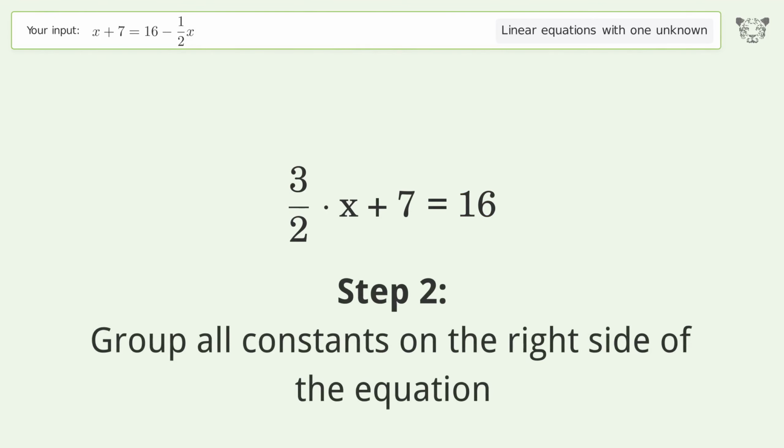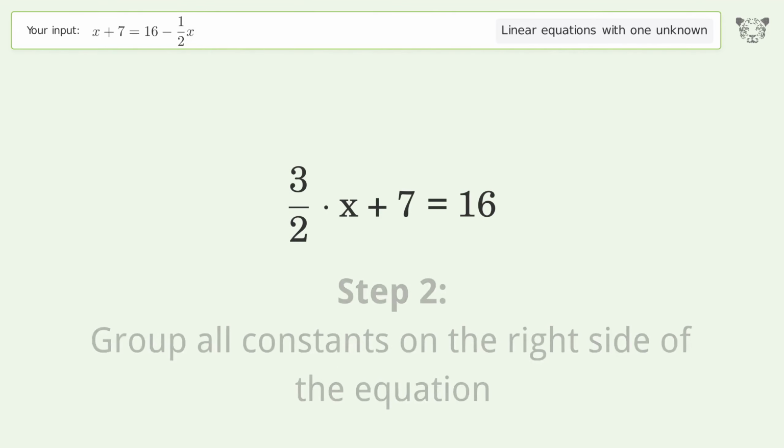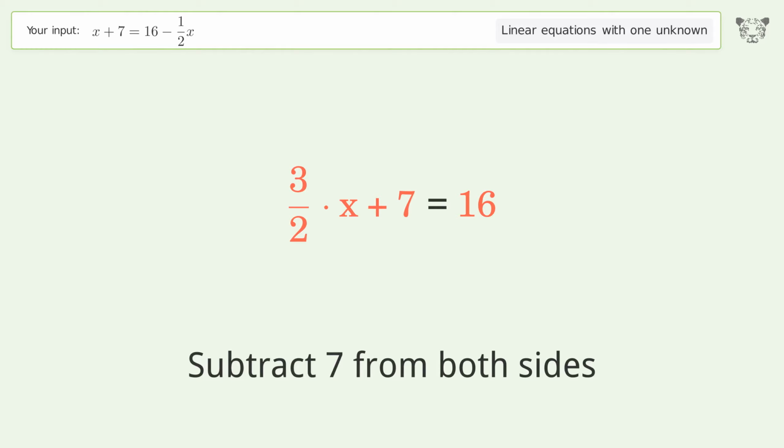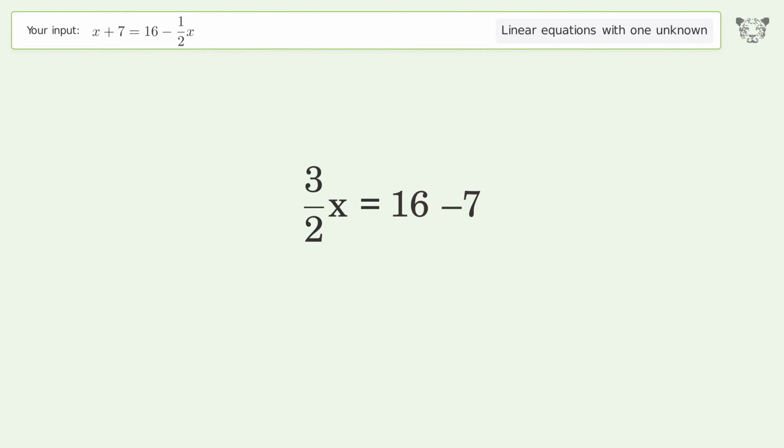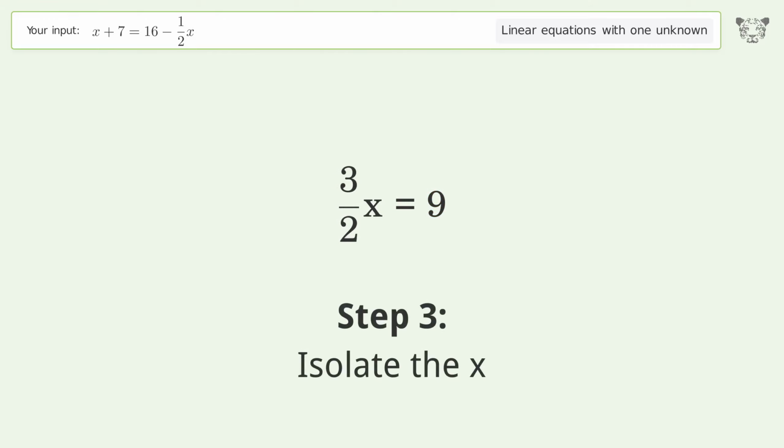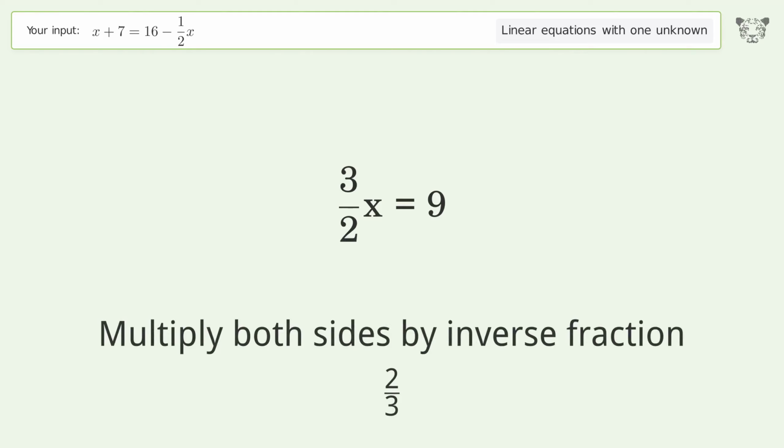Group all constants on the right side of the equation. Subtract 7 from both sides. Simplify the arithmetic. Isolate the x. Multiply both sides by inverse fraction 2 over 3.